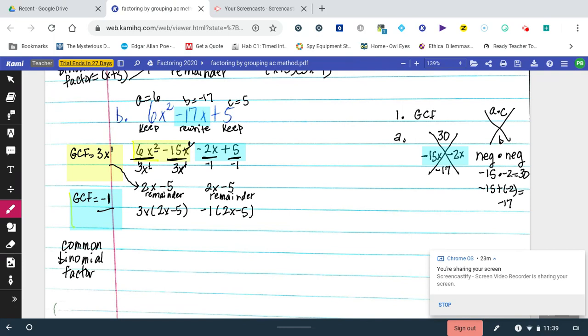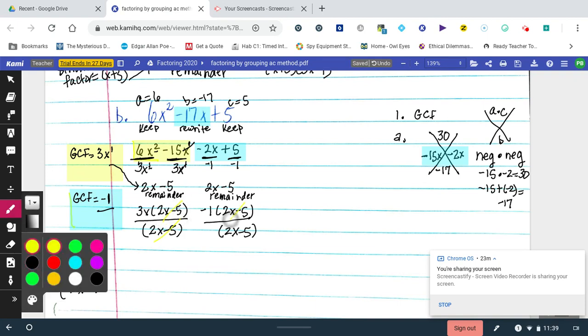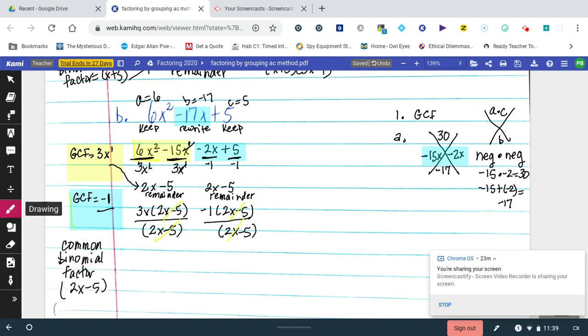Your common binomial factor is 2x minus 5. So I'm going to divide each piece by 2x minus 5. These will cancel. These will cancel. And I'm left with 3x minus 1 as a remainder. And then I can write the final factored form with the common binomial factor of 2x minus 5 times the remainder, which is 3x minus 1.